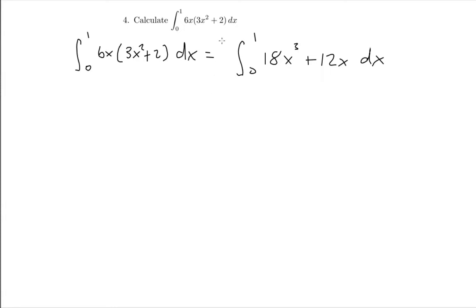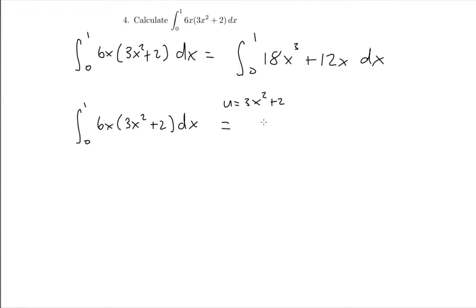Instead, what I'm going to do is the substitution method. So let me show you how that works. I'm going to do the integral from 0 to 1 of 6x (3x squared plus 2) dx. And then I'm going to try to choose a u so that it makes my integration simpler. So the u that I'm going to choose is 3x squared plus 2. So let's let u equal 3x squared plus 2.